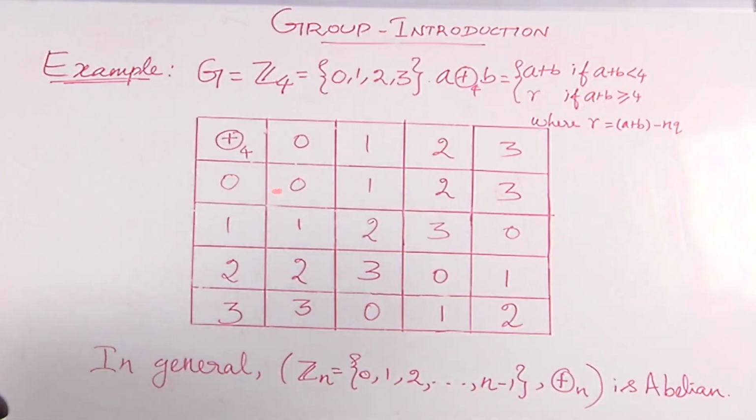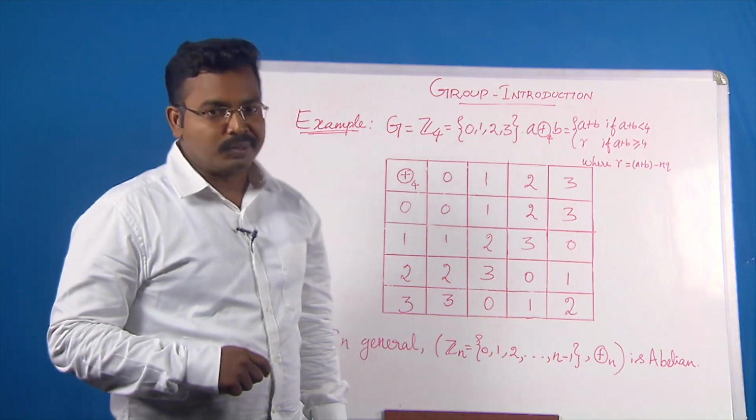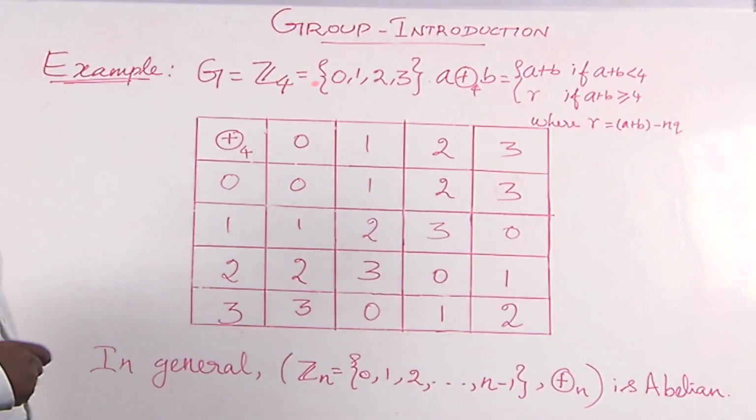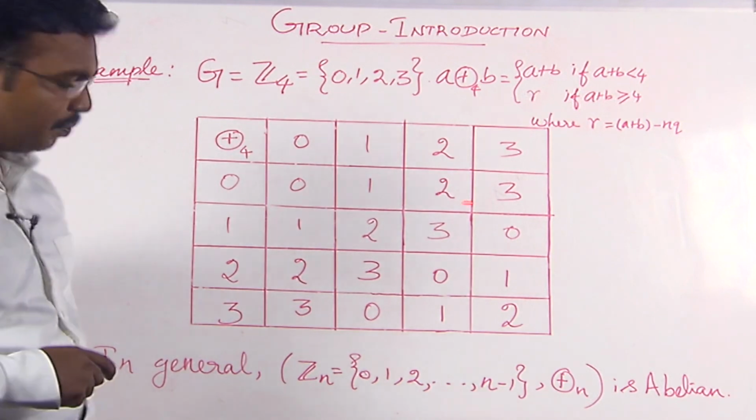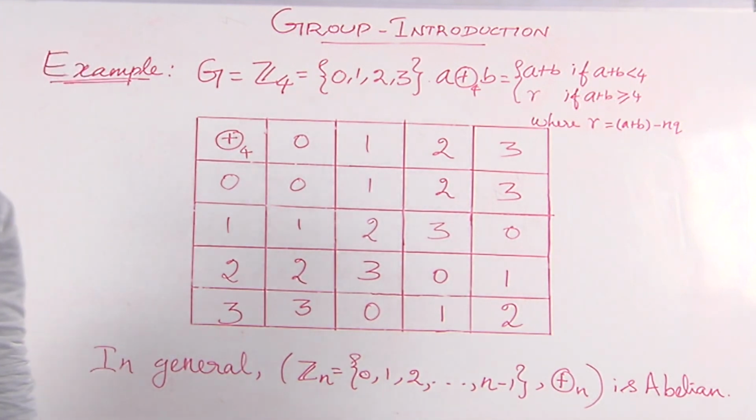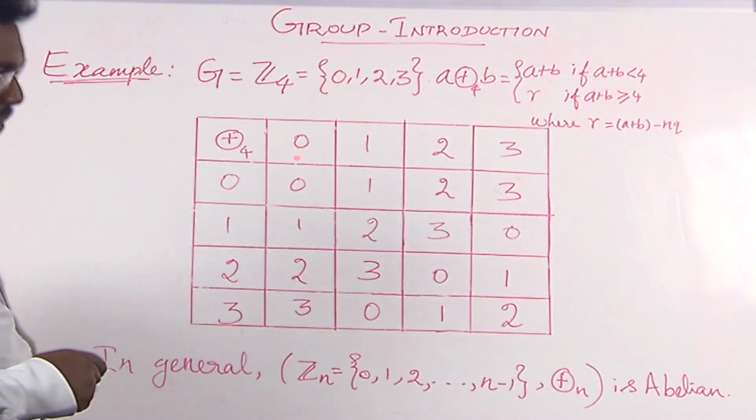Now, look here, 0 is doing this job for us. That means 0 plus 0 is 0, 0 plus 1 is 1, 0 plus 2 is 2, 0 plus 3 is 3. Therefore, 0 plus any element is again that element. Therefore, 0 is an identity which is also an element of Z4. Therefore, it satisfies the third property, identity. The last property, inverse, means we have to find the inverse for each element. The inverse of 0 is nothing but 0.